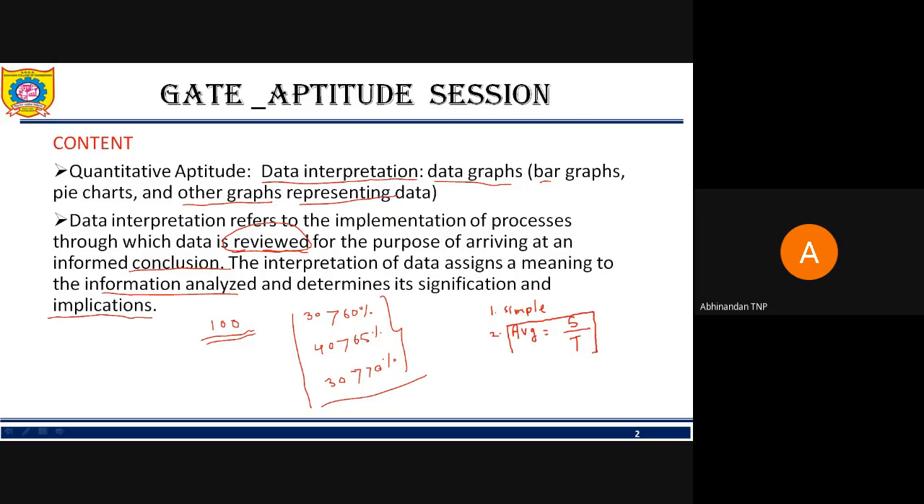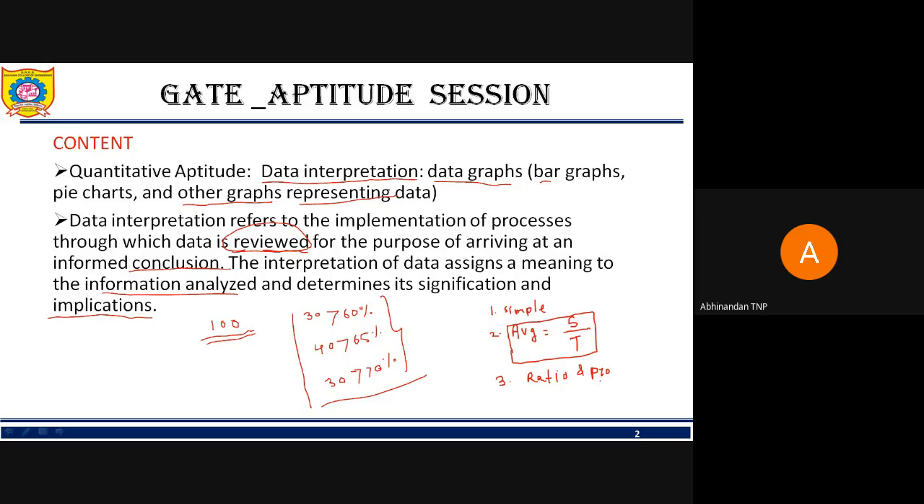This formula you can use to find out the average whenever the questions are asked in data interpretation. The third mathematical tool you can use is ratio and proportional. If you use this mathematical tool, you can find out the answer very easily.